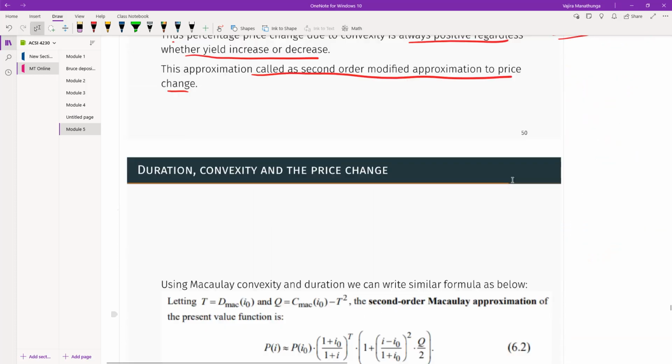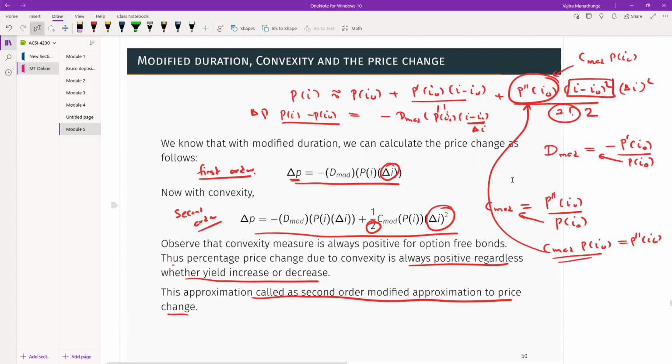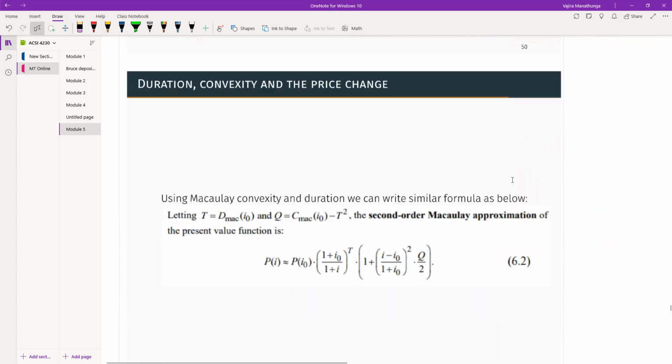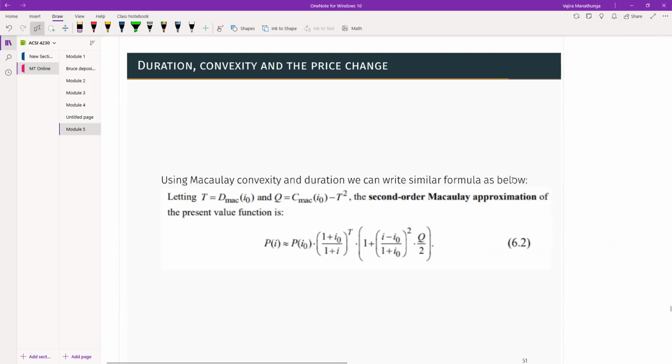So here we talked about the modified duration and modified convexity. We are using that for price change. Here you can see Macaulay convexity and how they are connected. So we have the second order modified, second order Macaulay approximation for the price, using this formula.